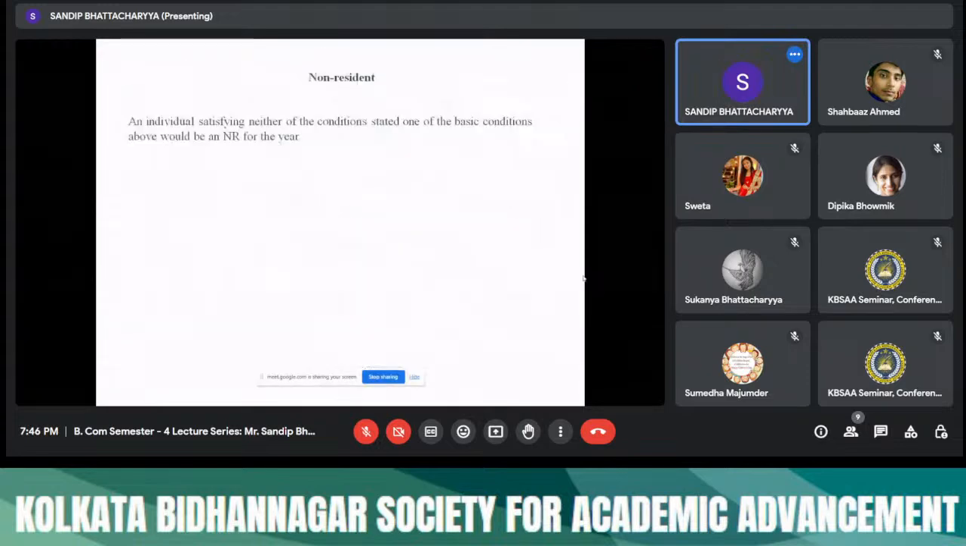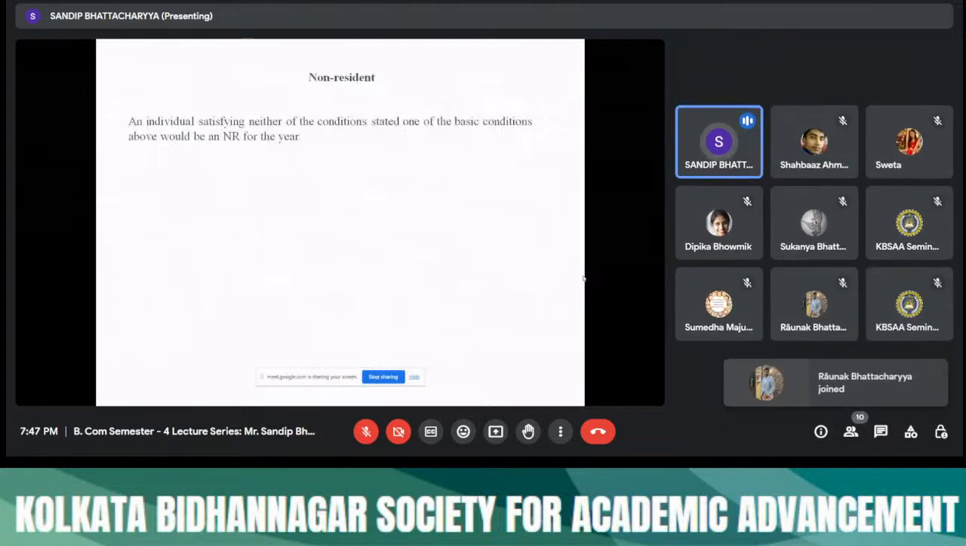So, second is the non-resident. What do you mean by non-resident? That is, if a person doesn't satisfy any one of the basic conditions. Suppose a person neither qualifies previous year 182 days, nor qualifies previous year 60 days and the last 4 years 365 days. So he will be considered as a non-resident in India. I hope up to this it is clear to all of you. Shall I move?